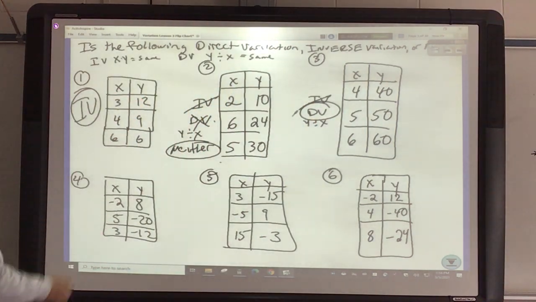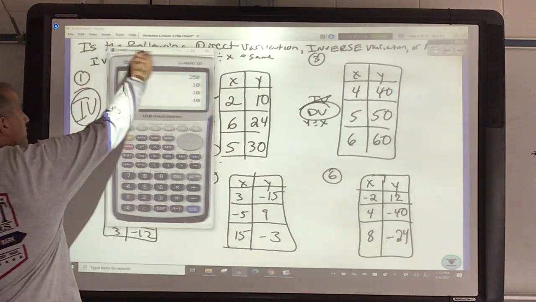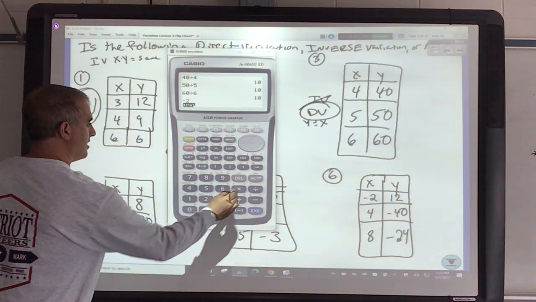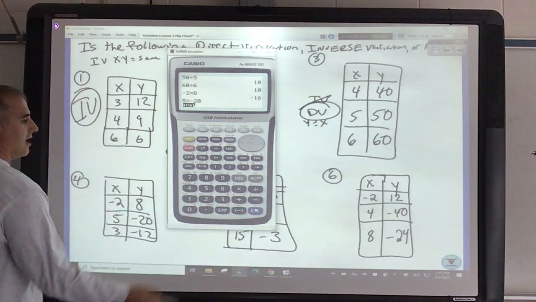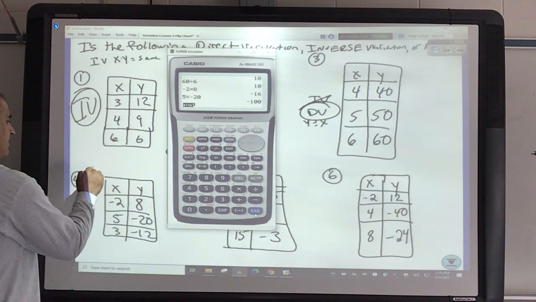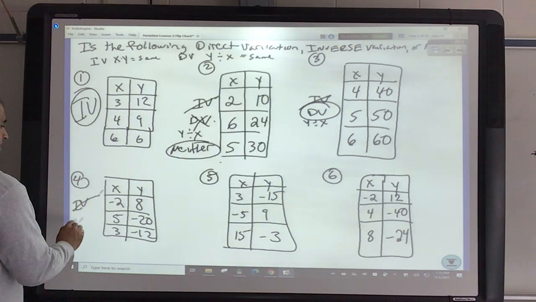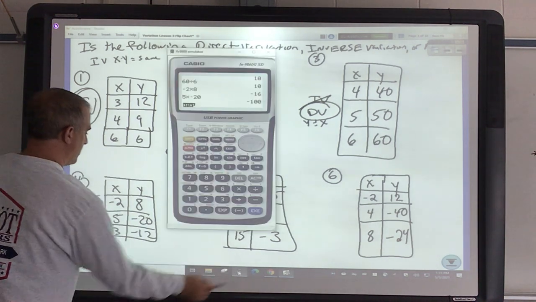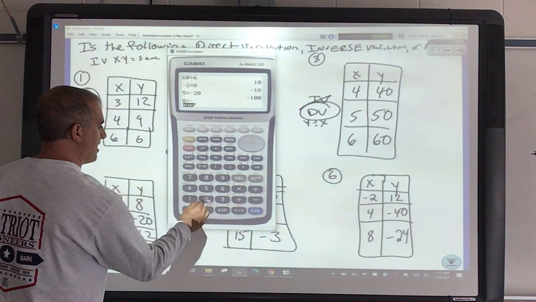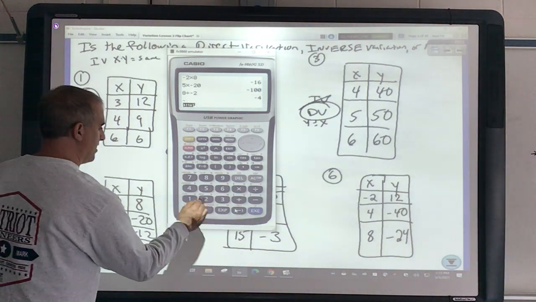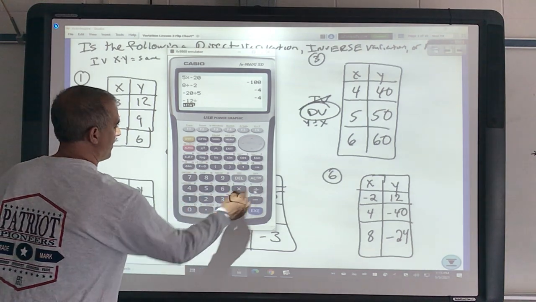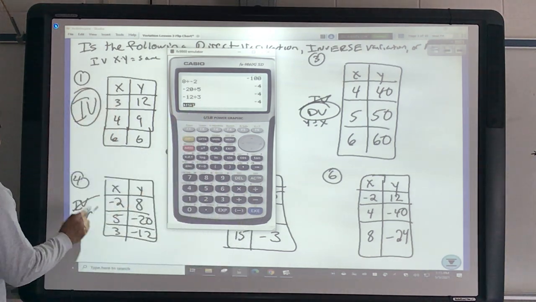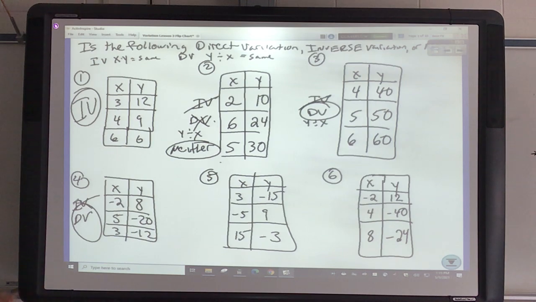Let's go to this one. I would do negative 2 times 8. I get negative 16. 5 times negative 20. Clearly, that is not inverse variation. Inverse variation is out. Let's try direct variation. Divide y by x. 8 divided by negative 2, negative 4. Negative 20 divided by 5, negative 4. Negative 12 divided by 3, negative 4. So all of those are negative 4, so it's direct variation.